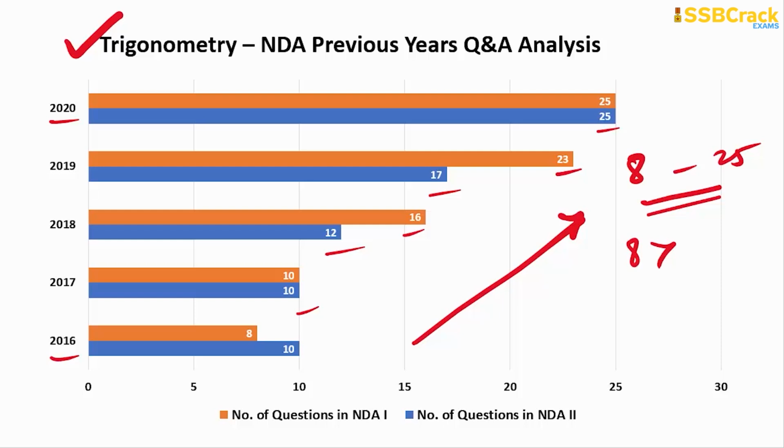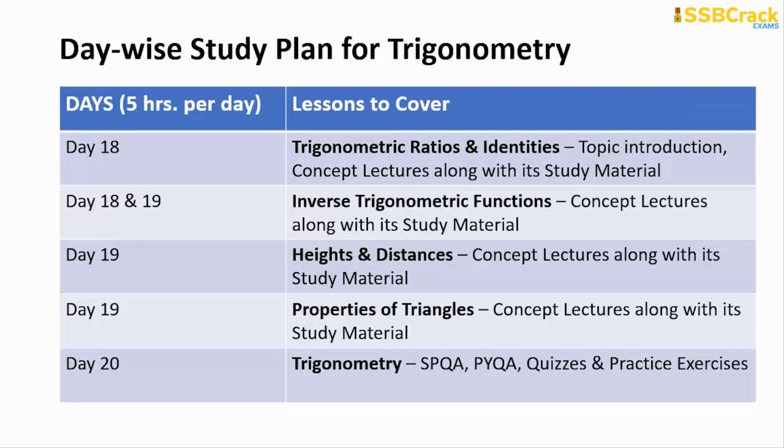Alright, so trigonometry, here is the study plan for the same. The day-wise study plan for trigonometry says to sit 5 hours dedicatedly per day, and on day 18, just go through the lectures on trigonometric ratios and identities. Also go through the study material. And in the few hours of day 18 that remain, and into day 19, a few hours, you can recall and study the inverse trigonometric functions.